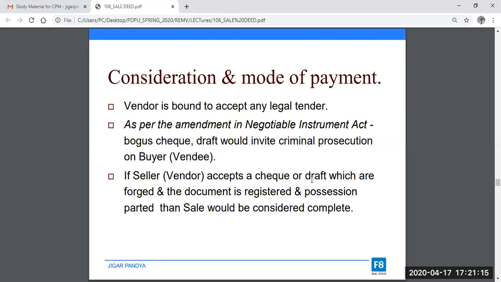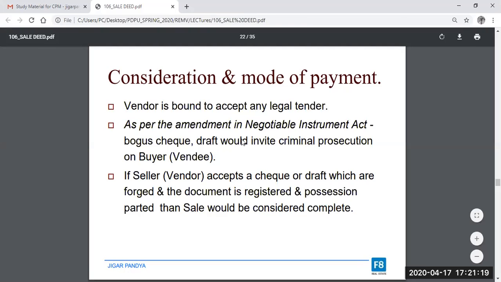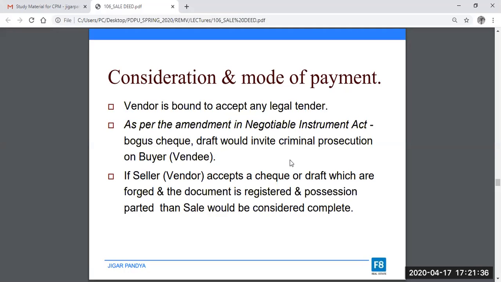So this is something that both the buyers and sellers have to be careful about. And the key act that rules this transaction would be the Negotiable Instrument Act, which specifies what is to be done if the check is bogus or if the draft is invalid, because it would invite criminal prosecution.